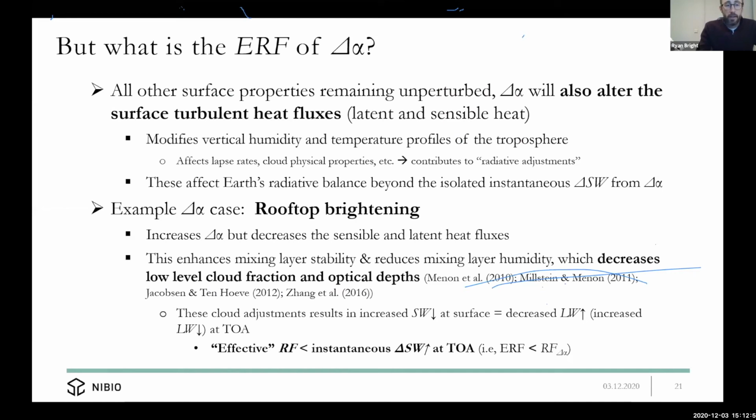So let's take a quick look at a rooftop brightening geoengineering case as an example, where only the surface albedo is perturbed. While the increase in the surface albedo does increase the outgoing shortwave flux at TOA, the atmosphere does adjust to the reduced turbulent, sensible, and latent heat fluxes in ways which affect cloud fraction and cloud physical properties, the net effect of which resulting in a suppression of the outgoing longwave radiation flux and a net combined shortwave and longwave flux change at the top of the atmosphere that is less than the instantaneous shortwave flux change from the surface albedo change alone.